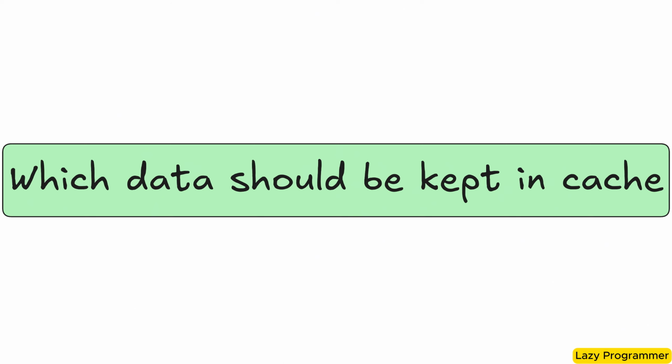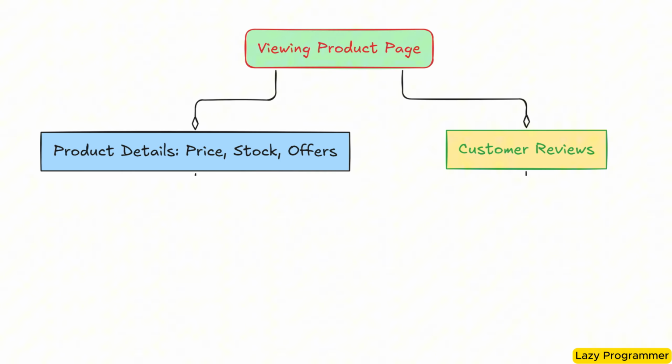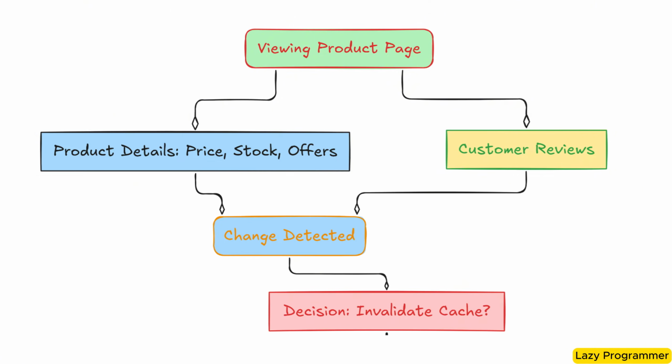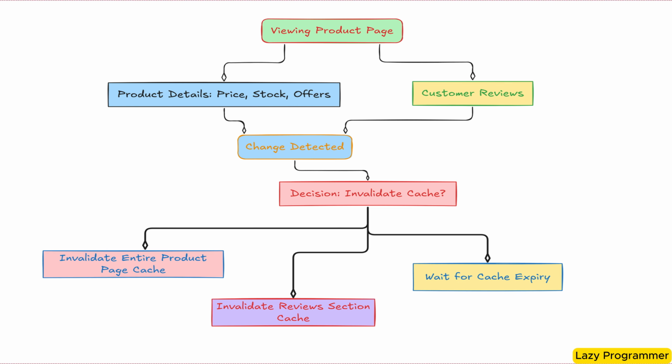Amazon faces this challenge at a massive scale. Let us understand how. Suppose you are viewing a product with various details such as its price, stock availability, customer reviews, or any promotional offers. So when something changes, let's say a new review is posted, Amazon needs to decide: should they invalidate the entire product page cache, or should they only invalidate the reviews section cache, or maybe they wait for the cache to expire automatically? I'm going to repeat that one line once again.